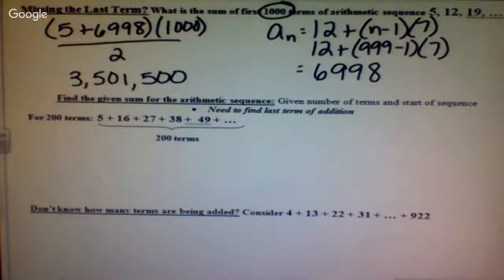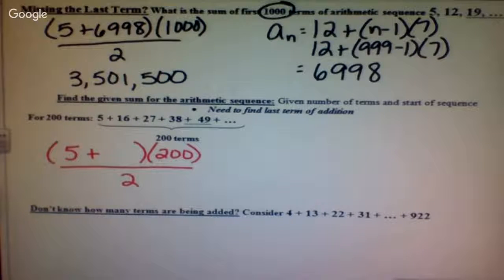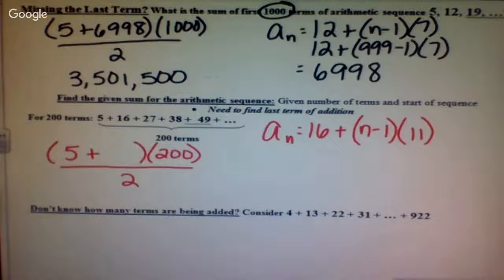For this next one, same thing. They give us the first number, they tell you how many terms they want, but they don't give you the last one. So this would start as 5 plus, we don't know what that number is, and we want the first 200 terms. So I need to find my explicit formula first. a sub n equals 16 plus n minus 1 times... what's it going up by? 11. They want the first 200 terms, which means my last term is term what? 199. 16 plus 199 minus 1 times 11.